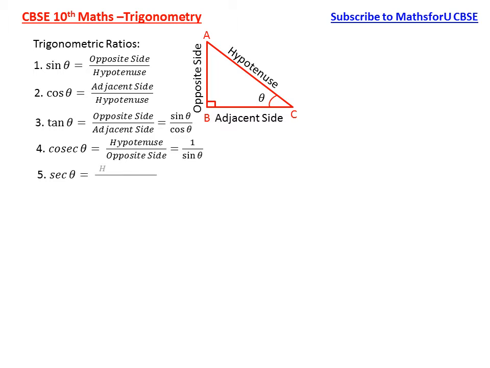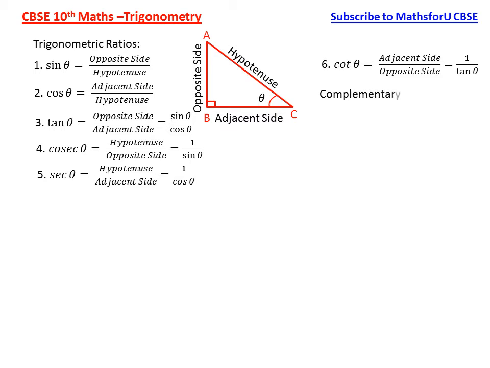Then secant theta will be hypotenuse divided by adjacent side, which is the reciprocal of cos theta, so 1 by cos. The same way we can also write cos theta is equal to 1 by secant theta. Then cot theta is adjacent side by opposite side, which means 1 by tan theta. If we reciprocate tan theta, we get cot theta. So cot theta is equal to 1 by tan, and the same way tan theta is equal to 1 by cot.